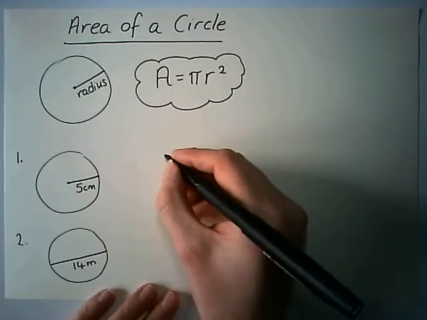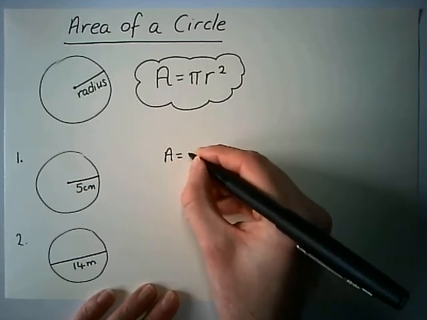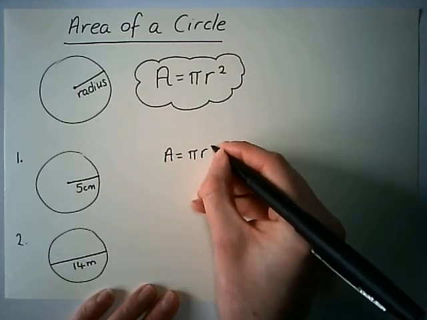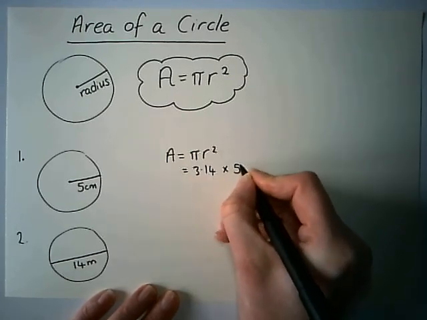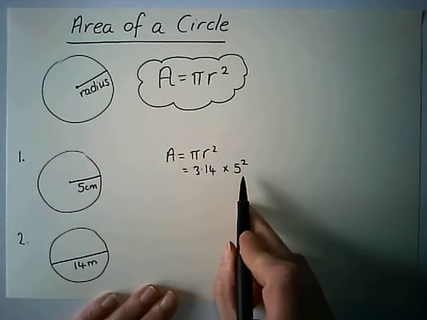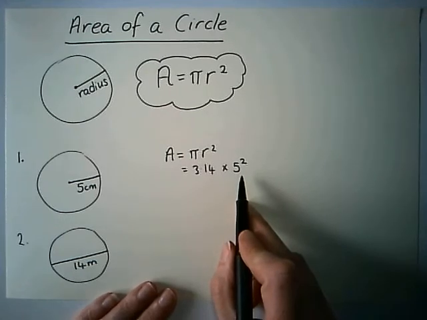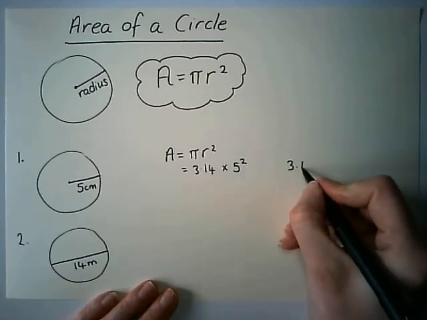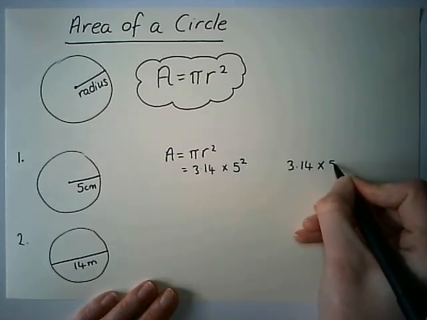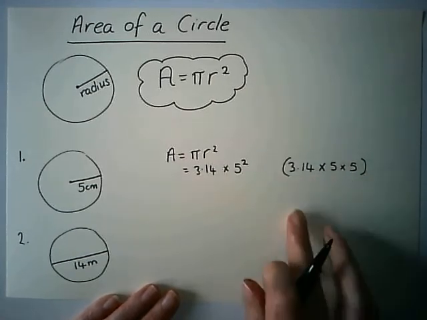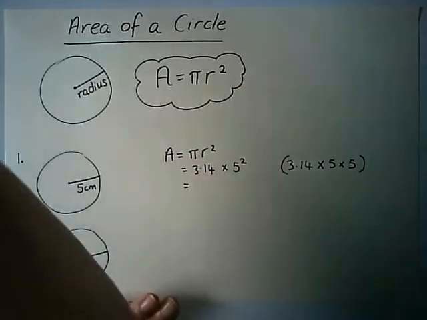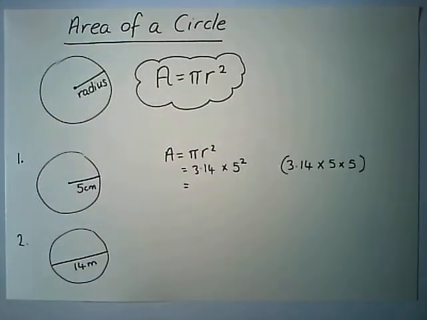So in the first example, we would do A equals pi r squared, which equals 3.14 times 5 squared. Now 5 squared is 5 times 5. So if you don't have a squared button on your calculator, you could just type in 3.14 times 5 times 5 and it would get you the same answer. So I'll put that over at the side to let you see. But I'm going to show you where the squared button is on the calculator.